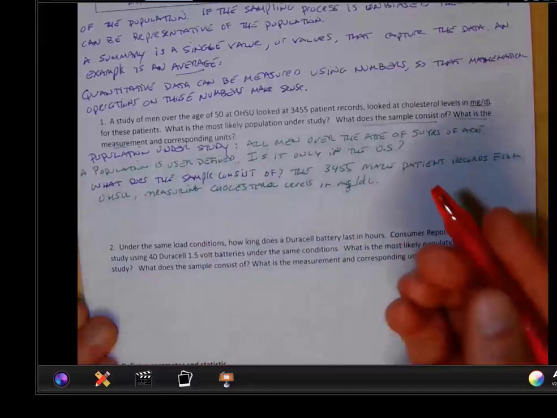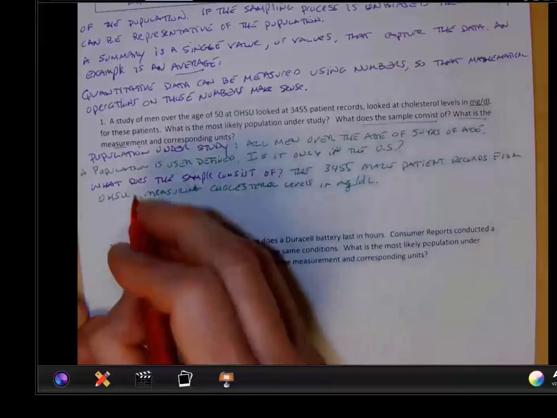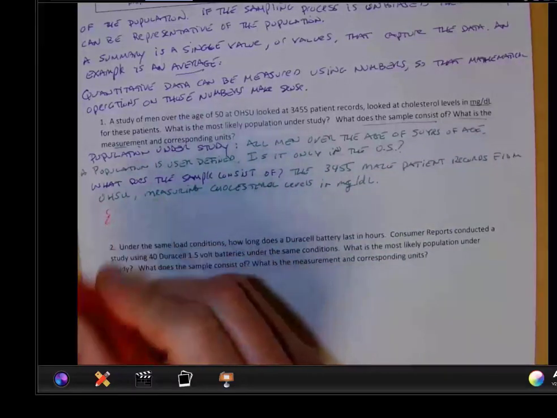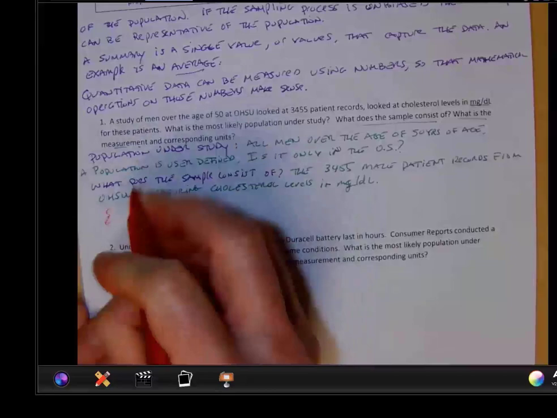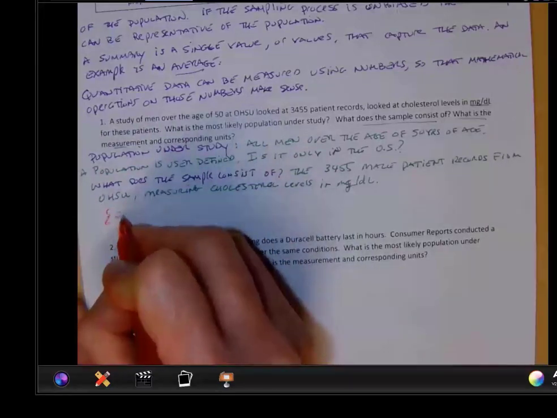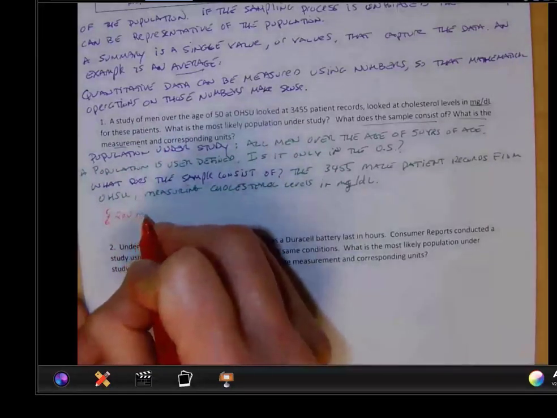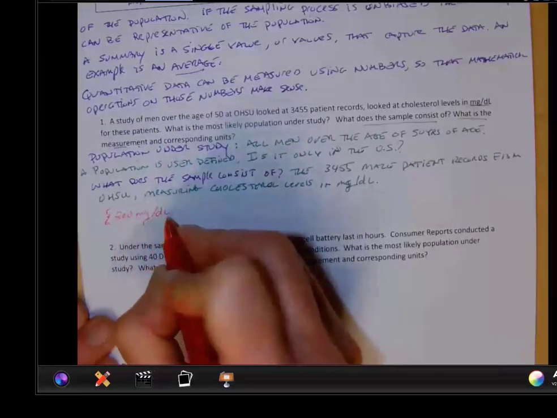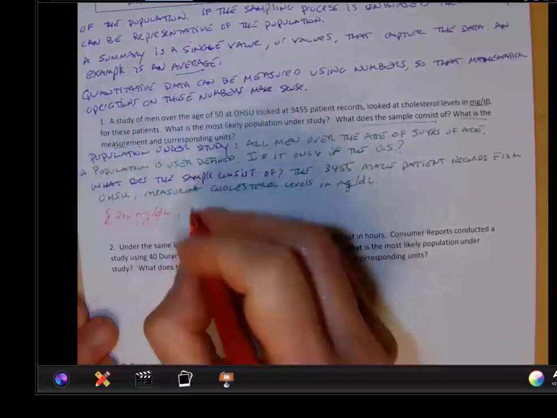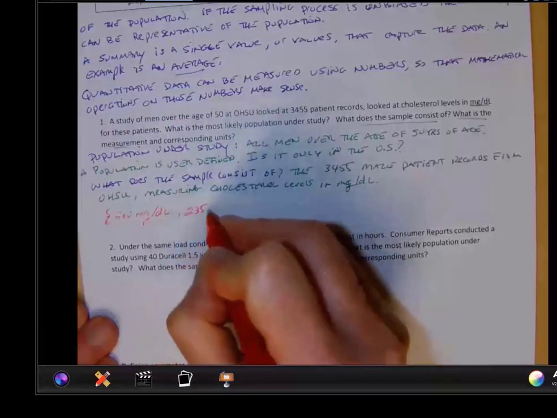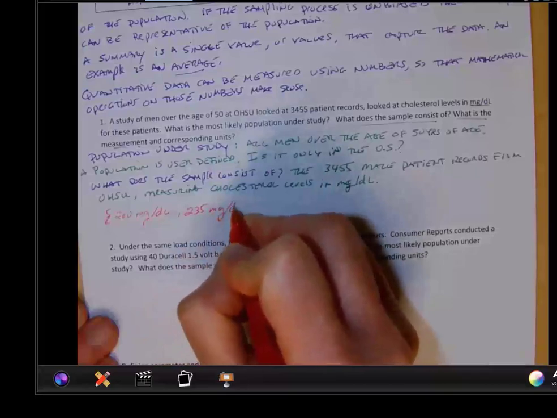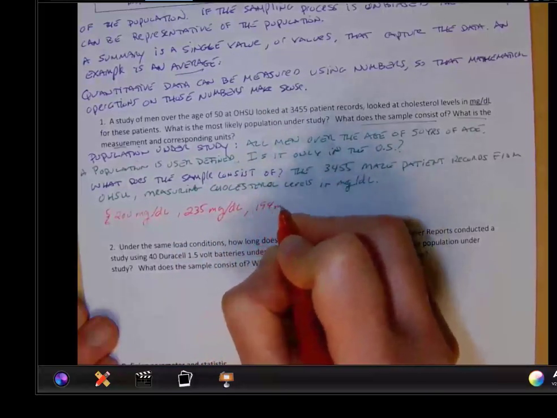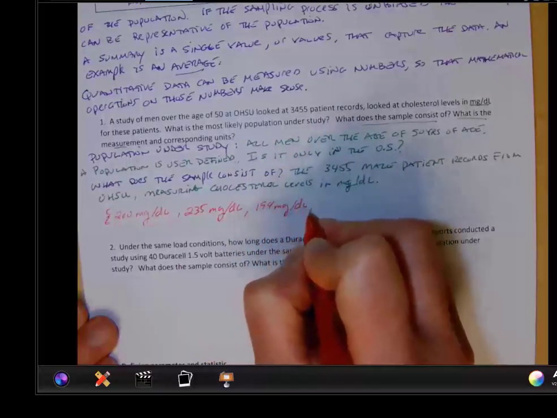Imagine, and this is something you should do sometimes in class when you're reading this, imagine the actual measurements popping up. So again, maybe I don't know much about cholesterol levels, but it could look something like this. Here's the individual data. You measure somebody and they could be 200 milligrams per deciliter. Measure another person and they're 235 milligrams per deciliter. Measure another person and they're 194 milligrams per deciliter, and so on, right?